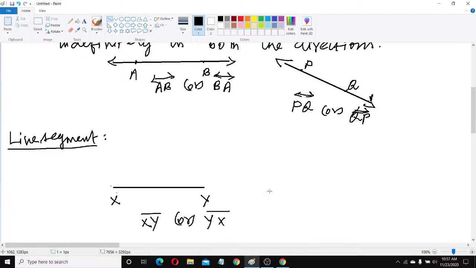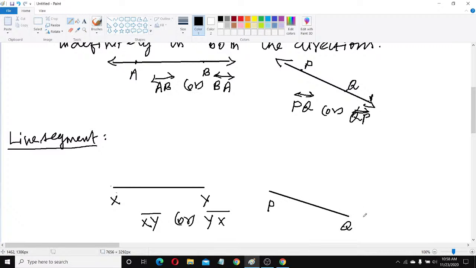I will draw another line segment. Here don't use arrow mark. This is starting point of this line segment. It is ending point of the line segment. Now I'll use the letter P to name the starting point. Now ending point is here. Here I'll name it as Q.